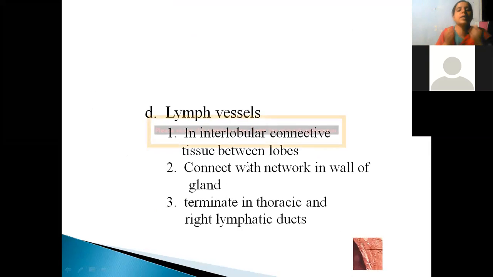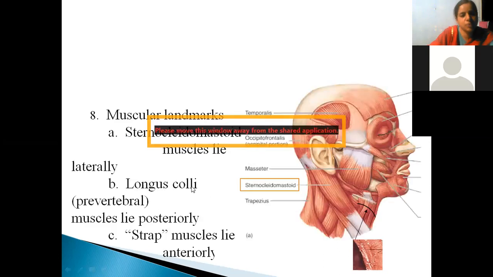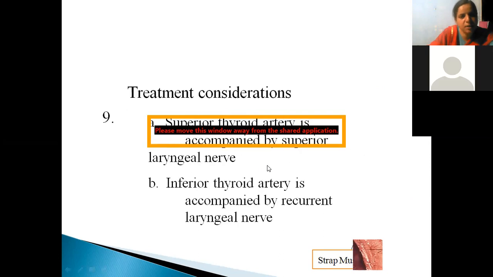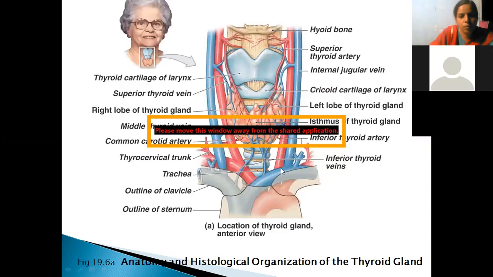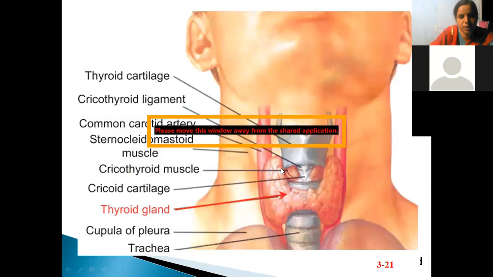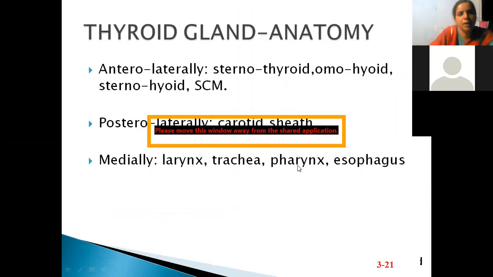Now coming to the lymphatic drainage. It goes to nearby lymph nodes present in the neck, that is, the cervical group of lymph nodes. This picture will not help us understand the relations, but I'll take you to some other pictures which can help us with relations. Though it is written theoretically, we'll see pictures.